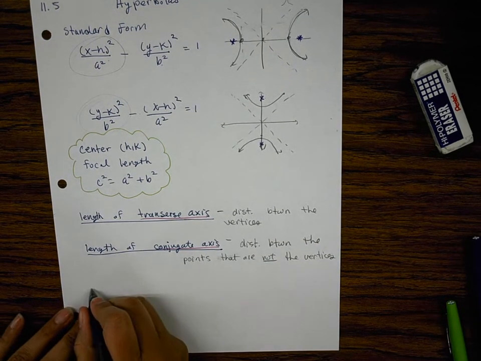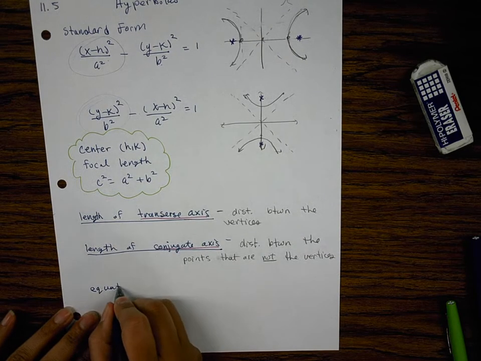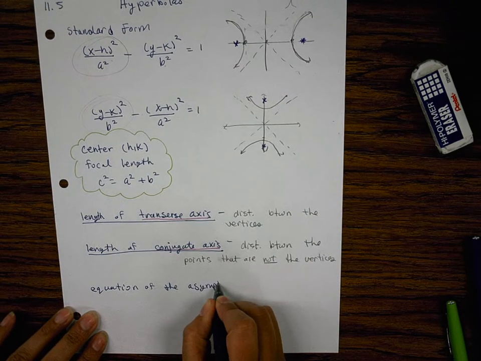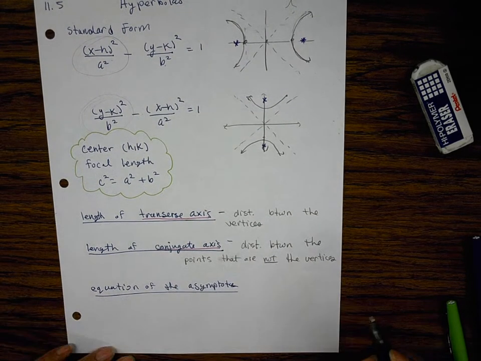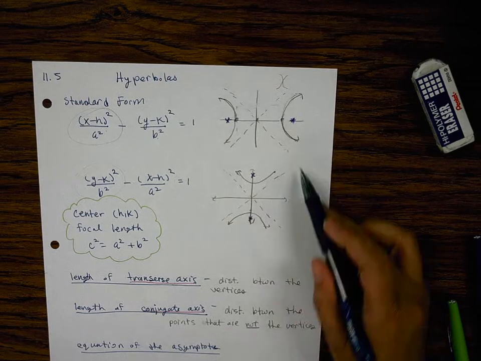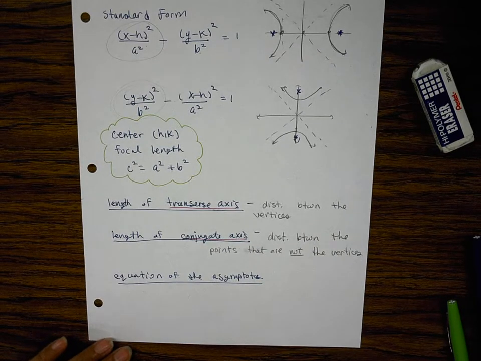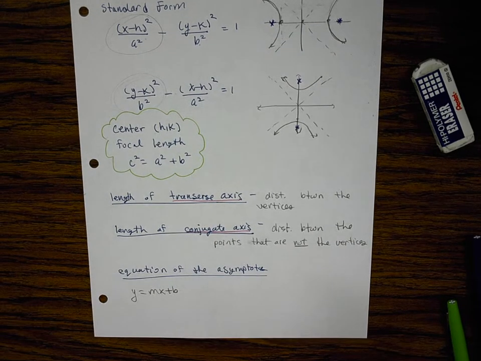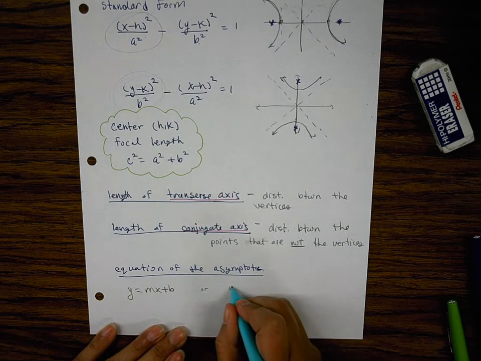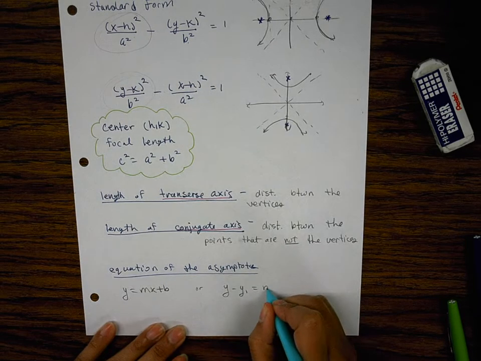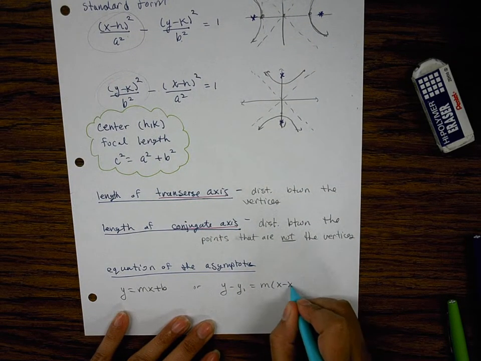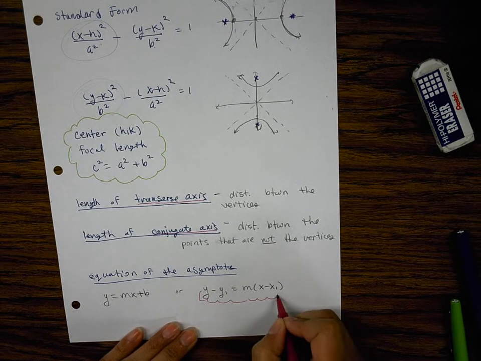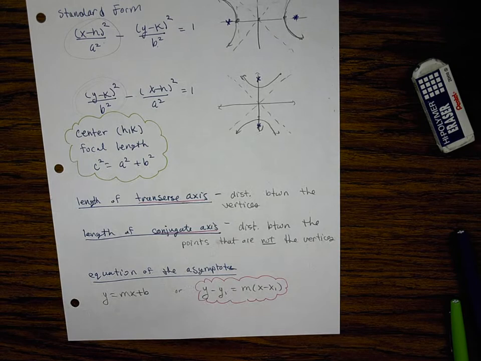Equation of the asymptotes, because there are two. This is another one you will need to know. The asymptotes are always linear. Do you see that? They're always going to be straight lines, and you have choices. You can use y equals mx plus b, or you can use y minus y1 equals m parentheses x minus x1. This is point slope form. This is the one I suggest you use. This is the one I will always use when I'm doing these problems with you in class.